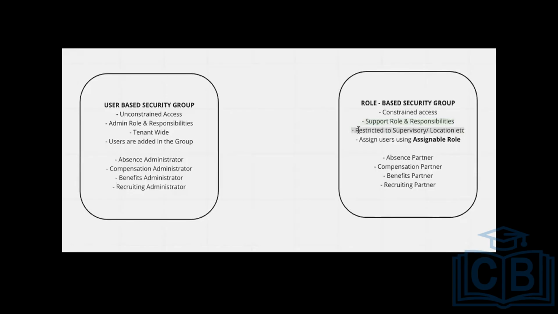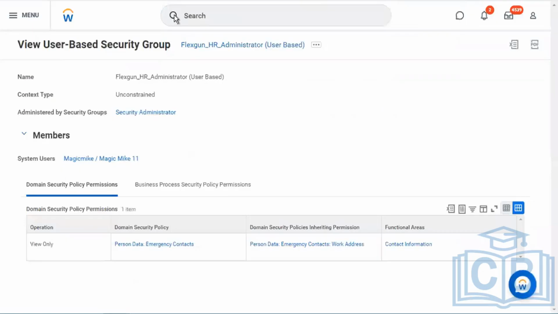We restrict the access to either supervisory level or location. It can be any type of organization we can restrict it to. Now the important point is we assign users. In case of role-based, we add users. If you remember, we created this group and then we added this user. Basically, the task was Assign Users, which allows us to add a member or a user.